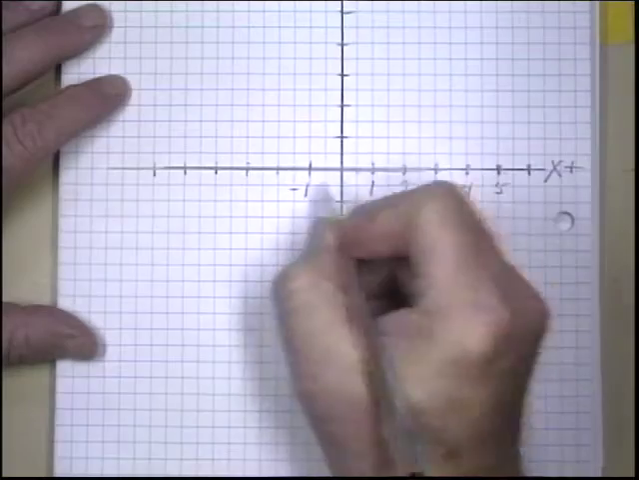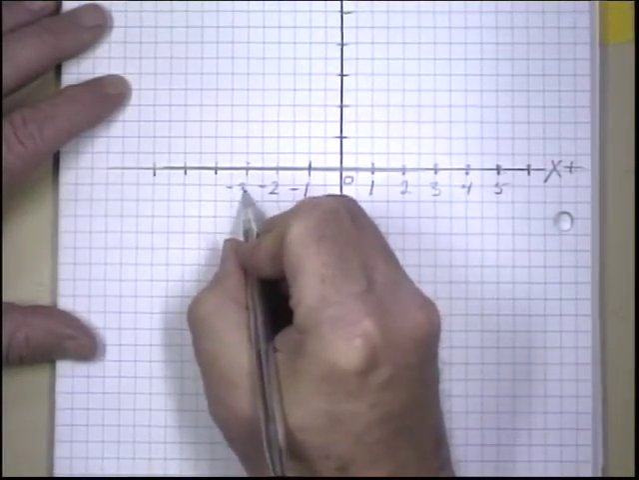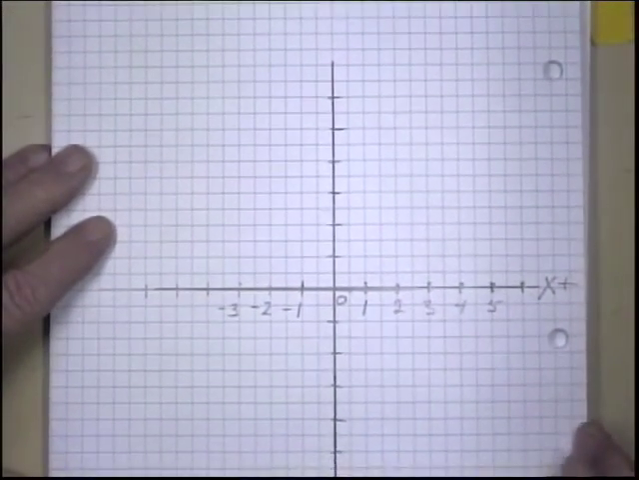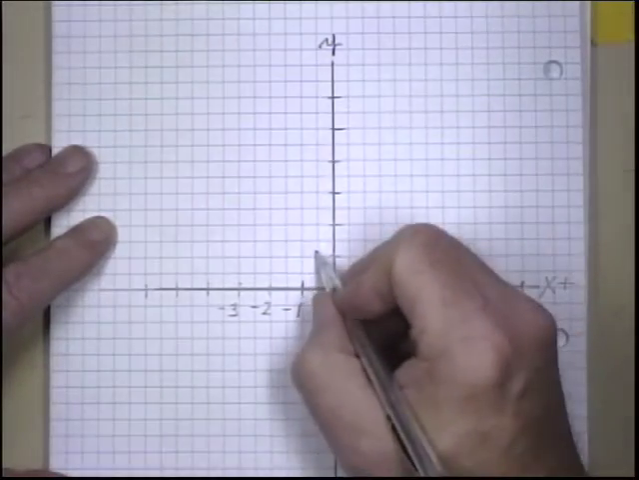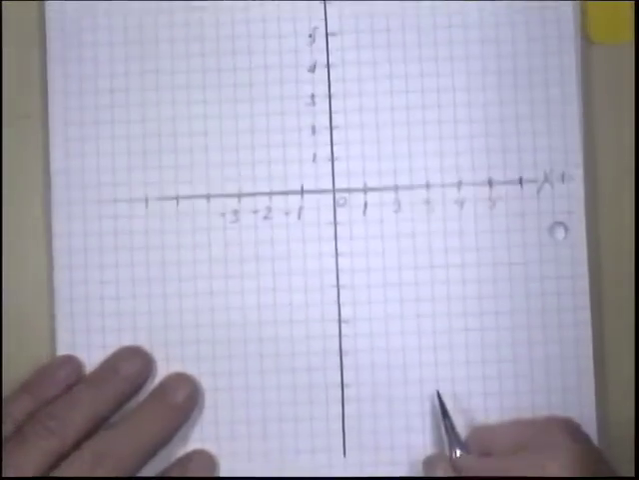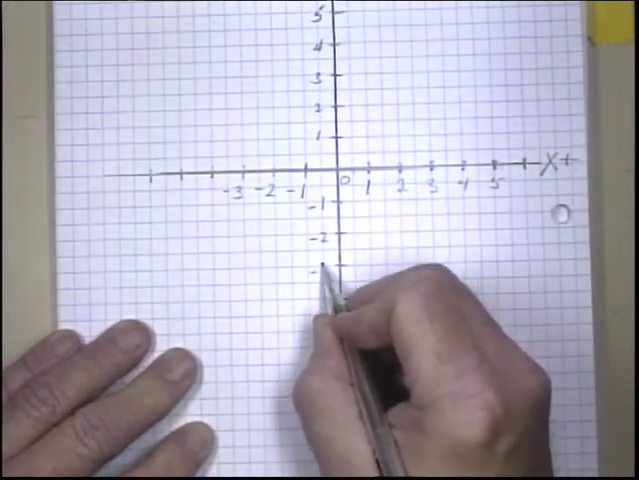This would be a -1. This is 0 here where they cross. This is a -2, -3. Okay? And this is our y-axis, the vertical axis. This is positive when we go up from 0. So this is 1, 2, 3, 4, 5. And this is negative when we go down from 0 on the y-axis.